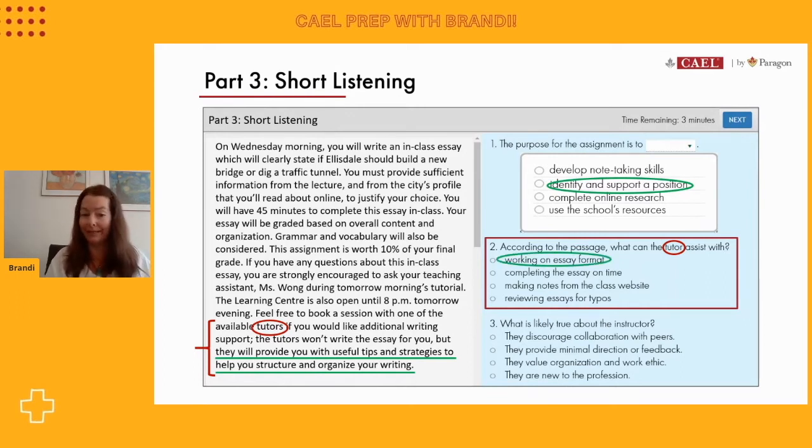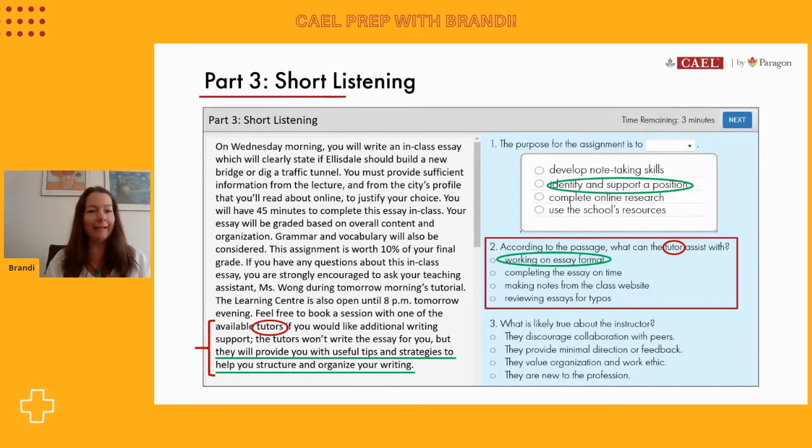We can click that for now, but maybe before we move on to question 3, we should quickly consider the other 3 answers, just in case we've misunderstood something. So the second one, answer B, talks about completing the essay on time. That's not even mentioned in that section of the lecture about the tutor. So it can't make sense. Answer choice C is about making notes from the website. No, the teacher didn't say anything about the tutors helping us with that research. And last but not least, answer D, talking about reviewing the essay for typos.